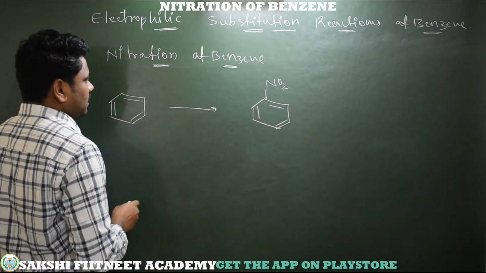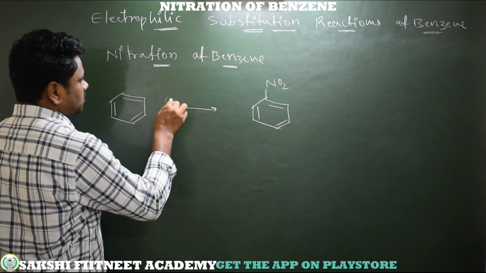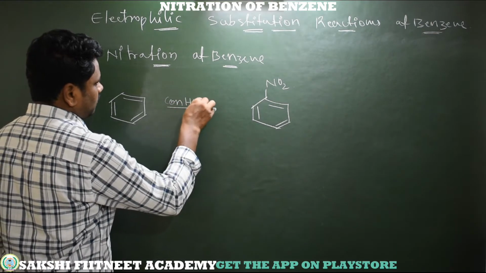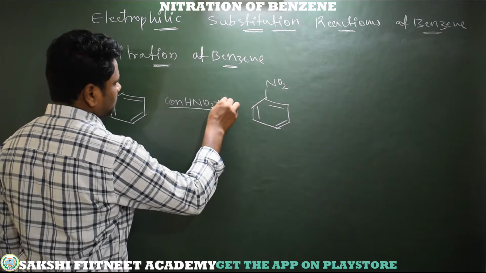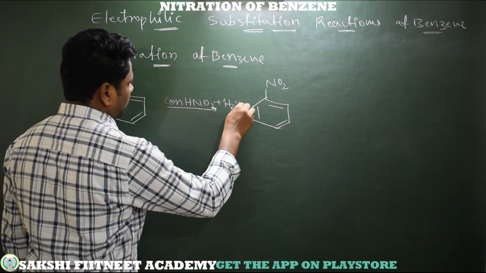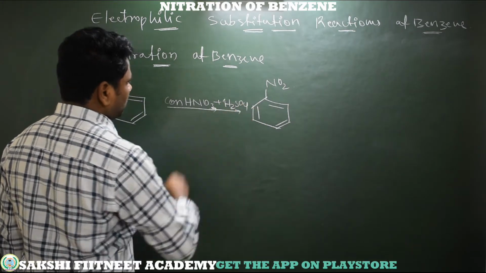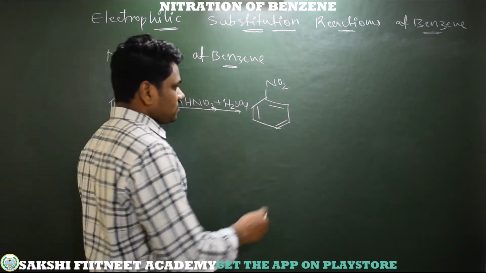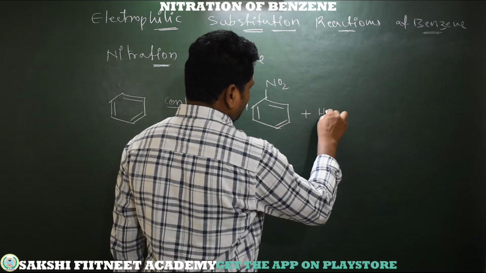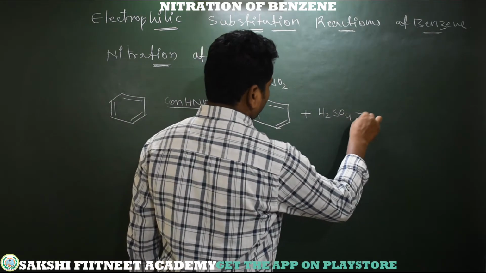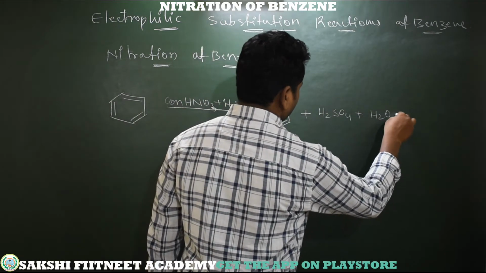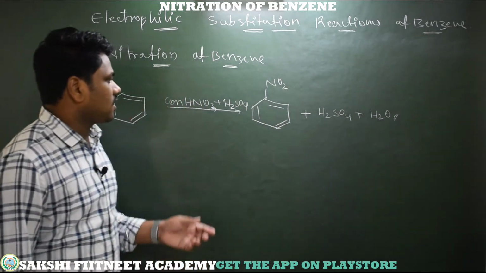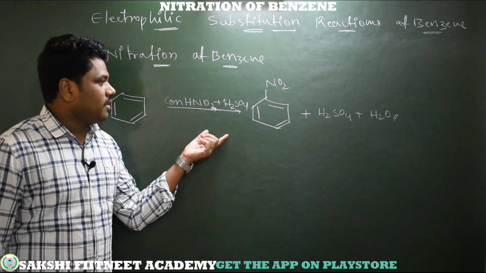The reagents are simple: a mixture of concentrated HNO3 plus H2SO4. We will get nitrobenzene, and along with this nitrobenzene we will get a mole of H2SO4 plus a water molecule. So this is the common reaction path.